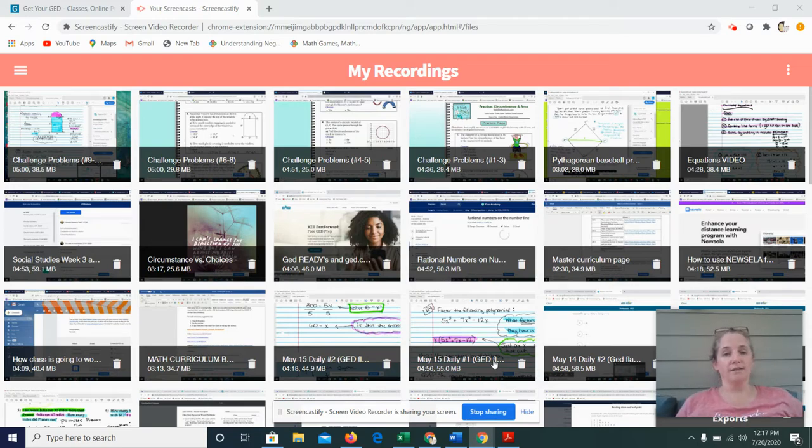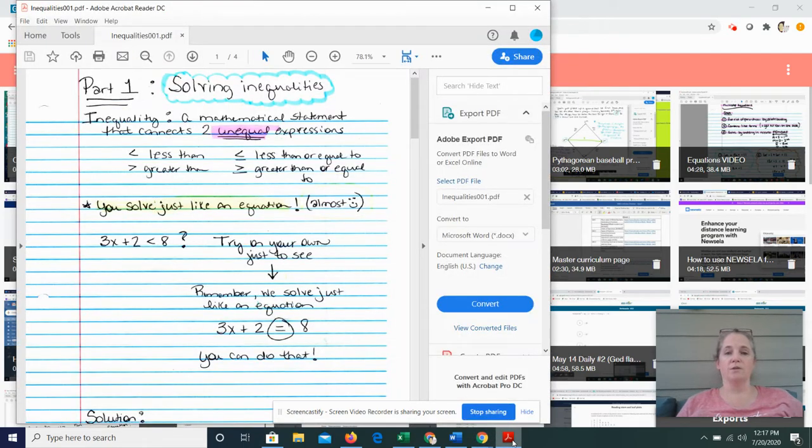If you need to pause them, that's fine. If you have things to do, you can start and stop them. Maybe write down, like if you're at minute 7 and 32 seconds, just make a note of that so then you can come back. So today we are going to be working on inequalities. And we are going to be working on 2 parts of inequalities: solving inequalities and graphing inequalities.